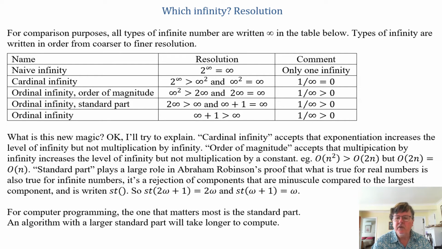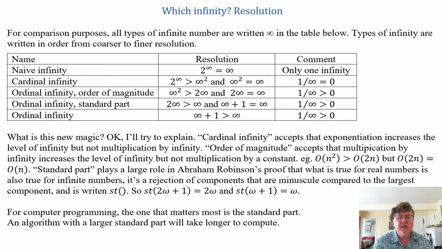Order of magnitude accepts that multiplication by infinity increases the level of infinity, but not multiplication by a constant. For instance, order of magnitude of n squared is greater than order of magnitude of 2n, but order of magnitude of 2n is the same as order of magnitude of n.